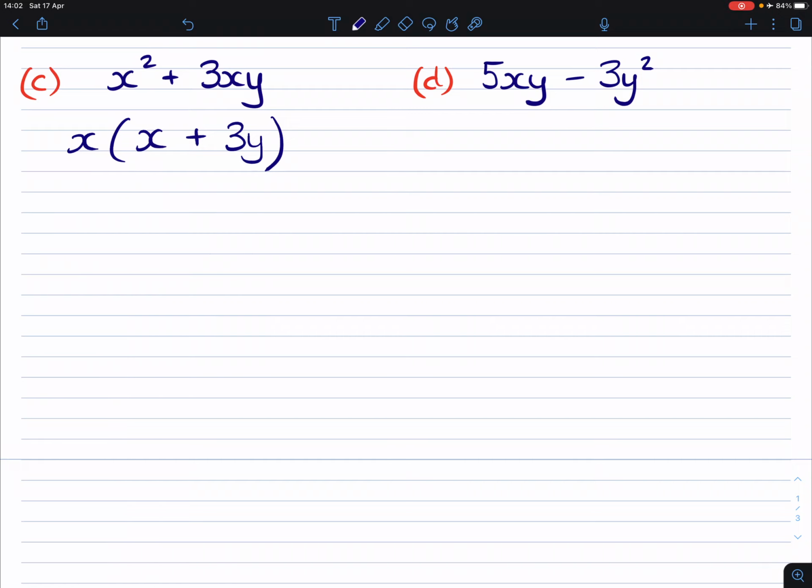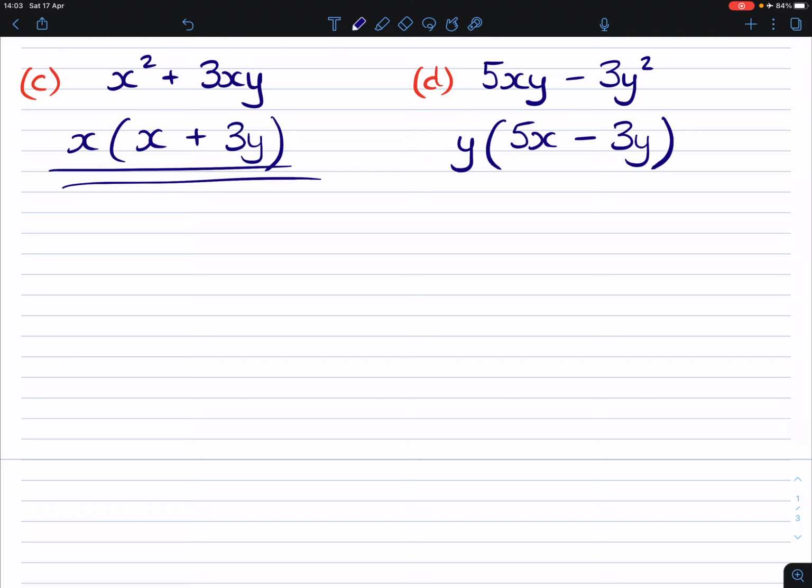The next one, no x's as a common factor here. You can see that straight away because there are no x's in that second term. In this case, however, we have a y for both of these. Our numbers 5 and 3 have nothing in common, so there's no number coming out. So it's just y that's our highest common factor. 5xy divided by y gives us 5x, and 3y squared divided by y will give us a 3y, of course with a negative there as well.